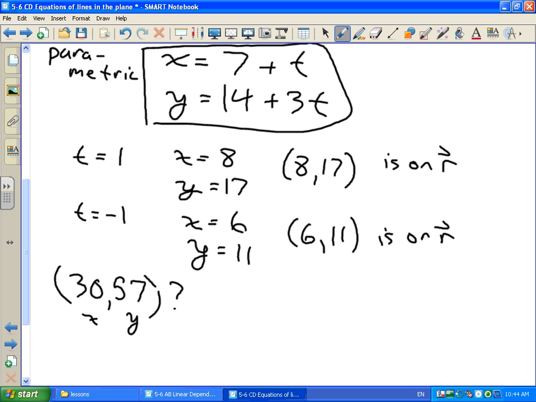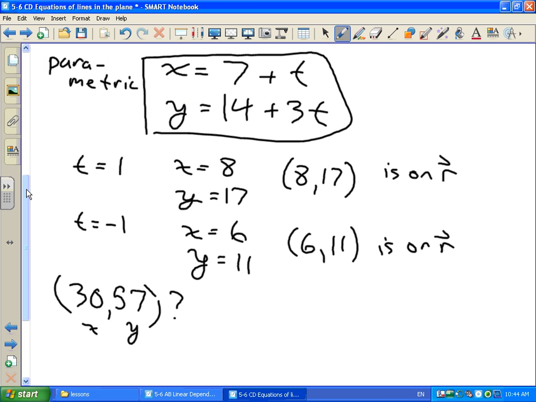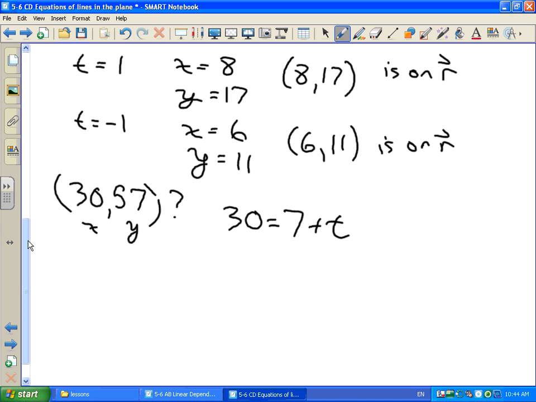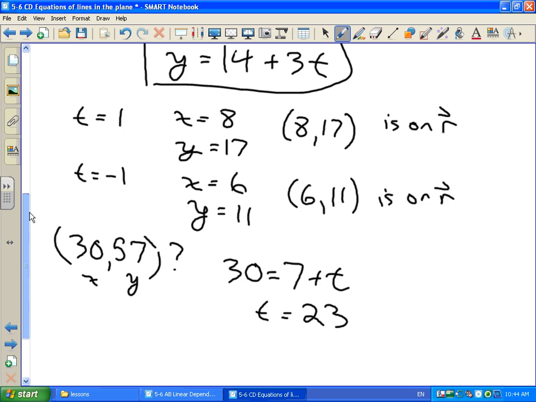So what we can do is we can start with one equation here. Let's start with our x equation. 30 equals 7 plus t. What value of t does that suggest? Well, if we solve this for t, this is telling us that t should equal 23. We can do the same thing for our y equation.